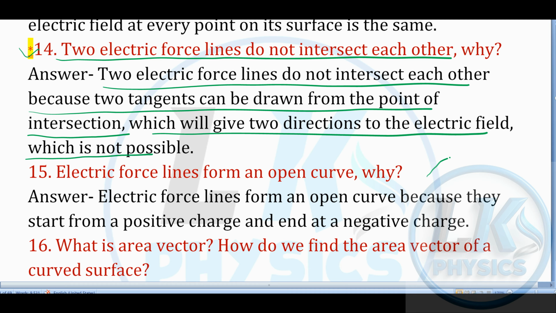Consider there are two electric field lines, this and this. This is an intersection point, and you can draw a tangent to this line and a tangent to this line. There are two tangents from a single point which will give two directions of electric field intensity, which is not possible. So they never intersect each other.